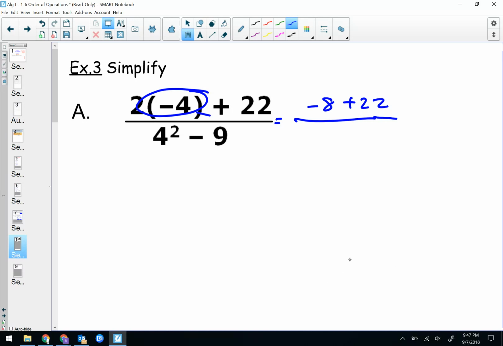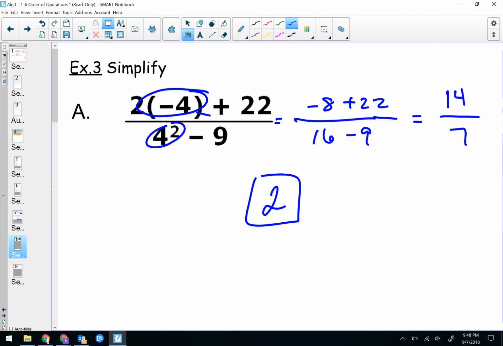I can take the 4 squared in the bottom, because that's what should come first. 16 minus 9. I keep reducing the tops and bottoms. So my next step is going to be negative 8 plus 22, which is 14. Bottom, 16 minus 9 is 7. So my answer is a 2.